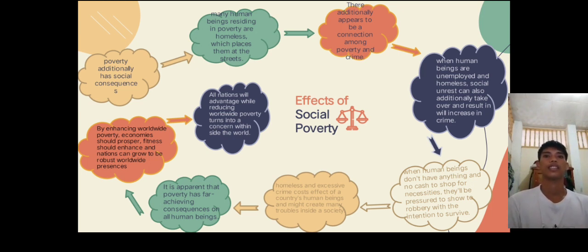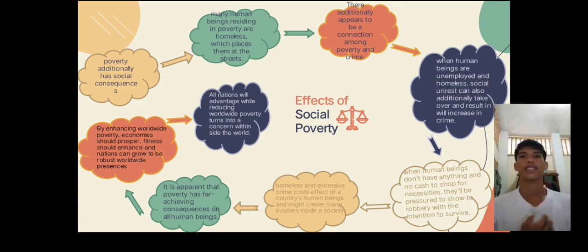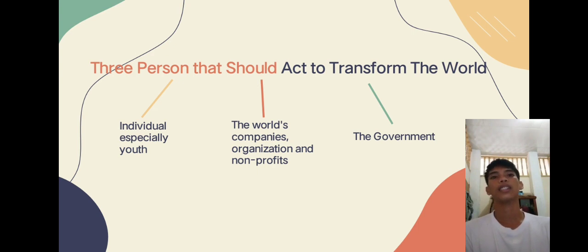So next, it is apparent that poverty has far-reaching consequences on all human beings. By enhancing worldwide poverty reduction, economies should prosper, fitness should enhance, and nations can grow to be robust worldwide presences. Lastly, all nations will advantage when reducing worldwide poverty turns into a concern within the world. And yeah, second, the world's companies, organizations, and non-profits. And lastly, the government.